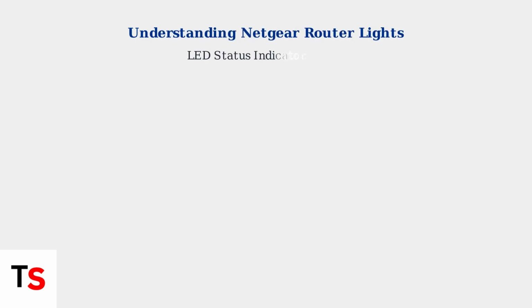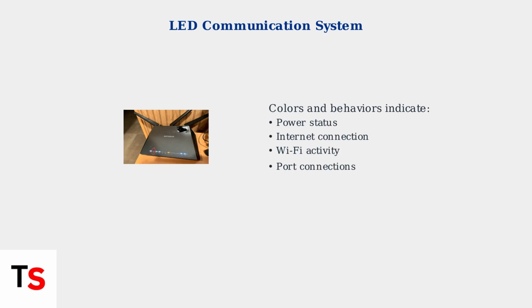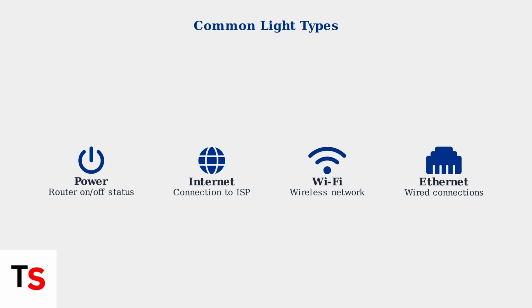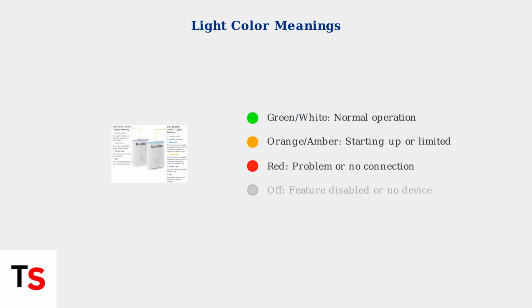Netgear routers use LED lights to communicate their status, making it easy to diagnose problems at a glance. The color and behavior of these lights, whether solid, blinking, or off, indicate the status of power, internet, Wi-Fi, USB, Ethernet, and WPS connections. Each router has several key light indicators. Power shows if the router is on, internet indicates ISP connection, Wi-Fi shows wireless network status, and Ethernet indicates wired connections. While the exact layout varies by model like Orbi and Nighthawk, the core color principles remain consistent.